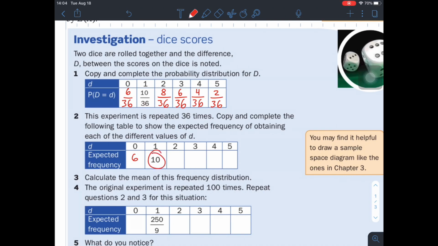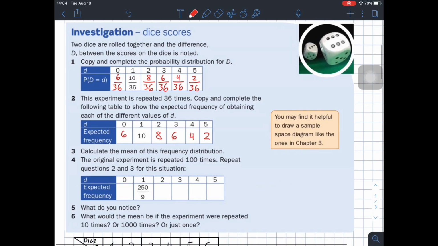The expected number for 1 is 10. The expected number for 2 would be 8, then 6, 4, and 2. Okay, that's what the expected value is about. Here it says you may find it helpful to draw a sample space diagram. Okay, we already did that.